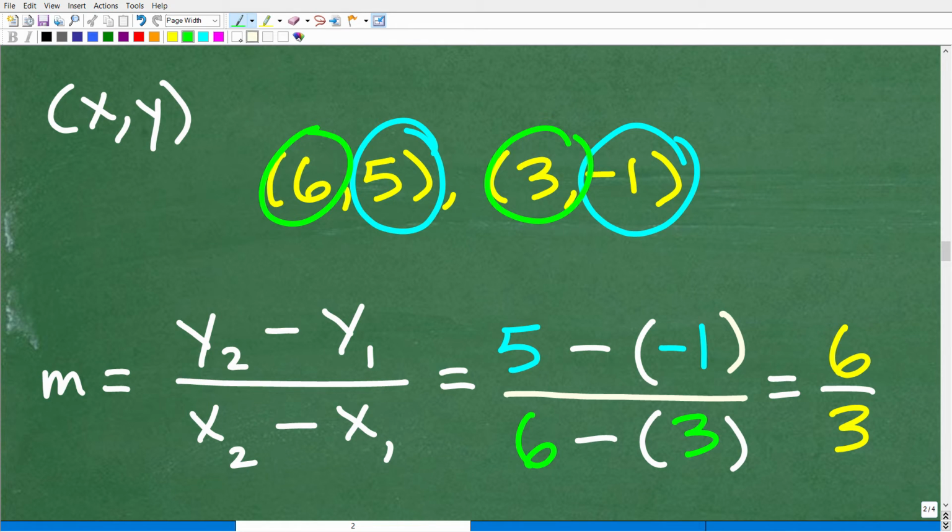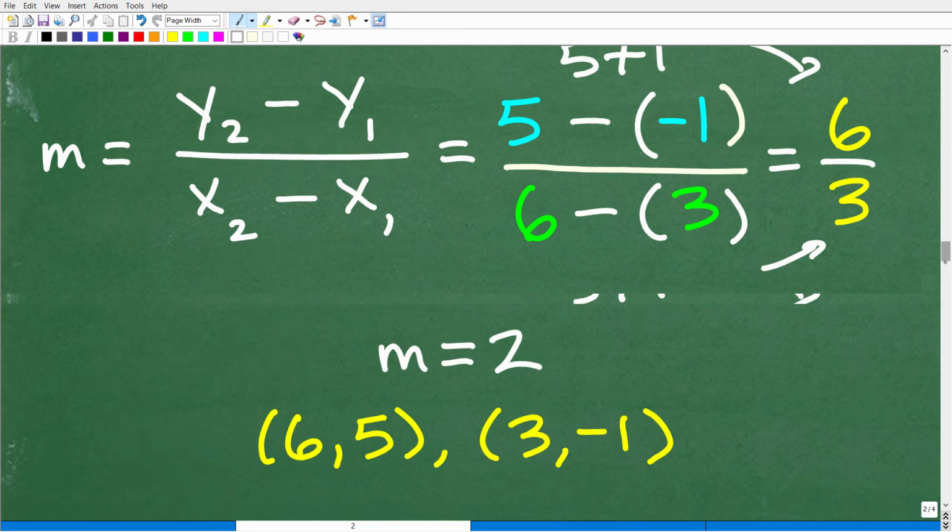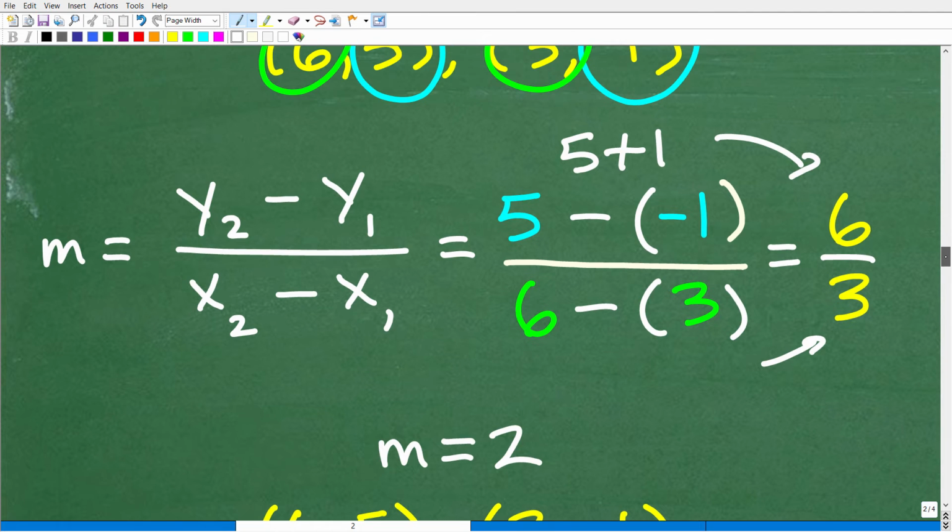So in this case, we're going to subtract 5 minus -1. We've got to be very careful here, very careful. 5 minus -1 is the same thing as 5 plus 1, which is positive 6. And then when we subtract the x's, it's going to be 6 minus 3, which will be positive 3. So 6 divided by 3, of course, these are all positive, is 2. So our slope is 2.